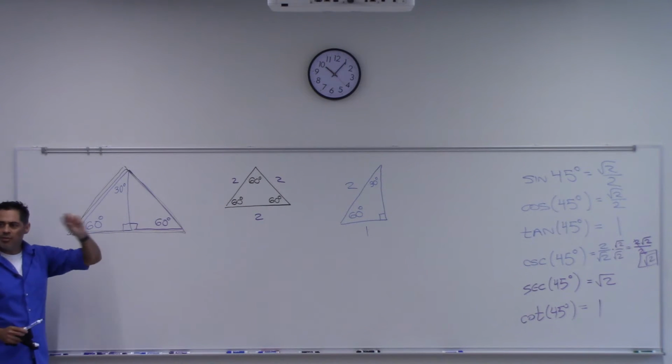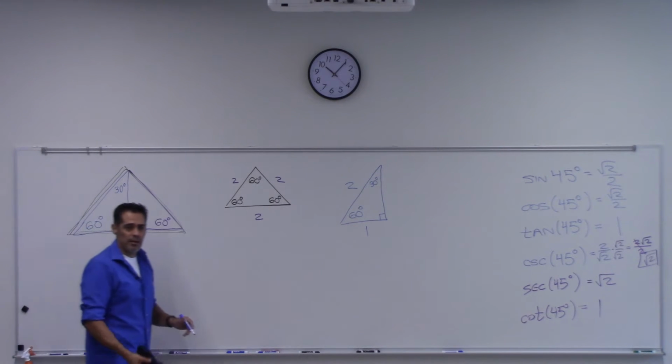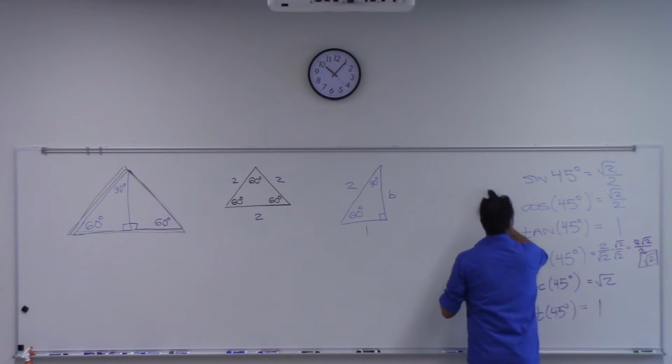And now don't I have 2 sides of a right triangle? Yes? So if I have 2 sides, then I can always get the other one by doing Pythagorean. So I'll call this side B, and then we'll use Pythagorean. I'm going to erase these.